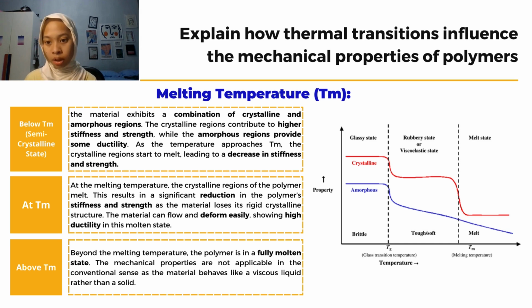And at the Tm, the melting temperature, the crystalline regions of the polymer melt, and this results in a significant reduction in the polymer stiffness and strength. As the material loses its rigid crystalline structure, it can flow and deform easily, showing high ductility in this molten stage. And above Tm, beyond the melting temperature, the polymer is in a fully molten state, and the mechanical properties are not applicable in the conventional sense, as the material behaves like a viscous liquid rather than a solid.